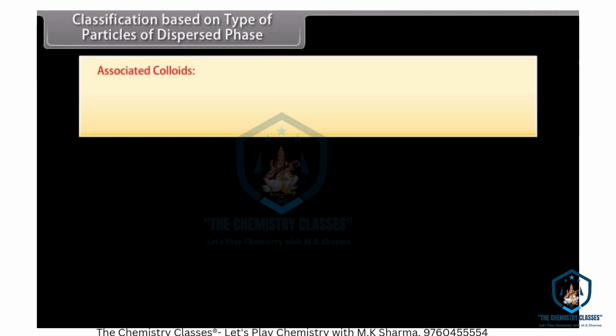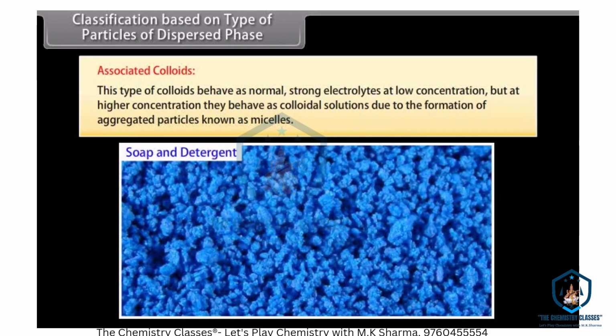Associated colloids. This type of colloids behave as normal, strong electrolytes at low concentration, but at higher concentration, they behave as colloidal solutions due to the formation of aggregated particles known as micelles. For example, soaps and detergents.